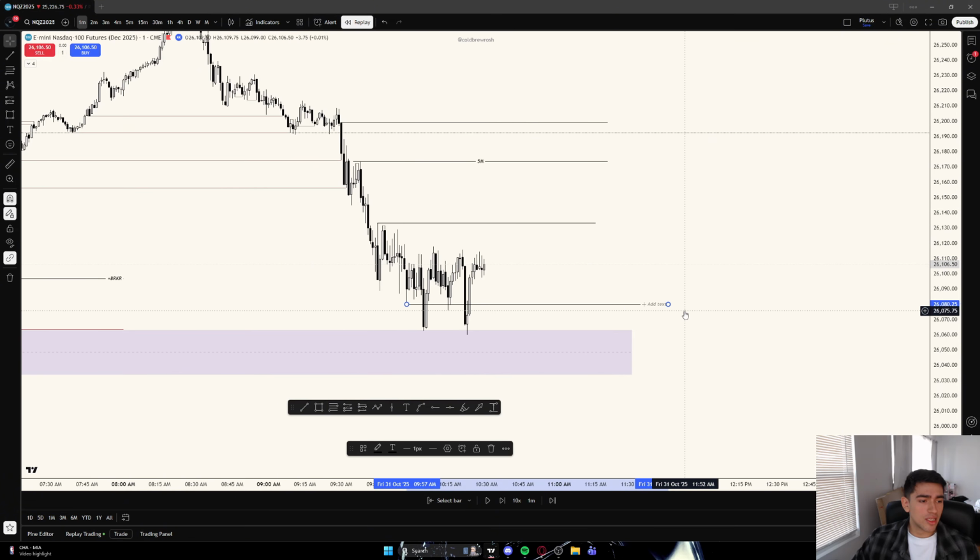What do we have here? We ended up sweeping this low here. So there was a 30-second here. I ended up holding it and I ended up trailing it once we were around here. And I lost like around $200. Again, there was a 30-second here. I thought this was clean.